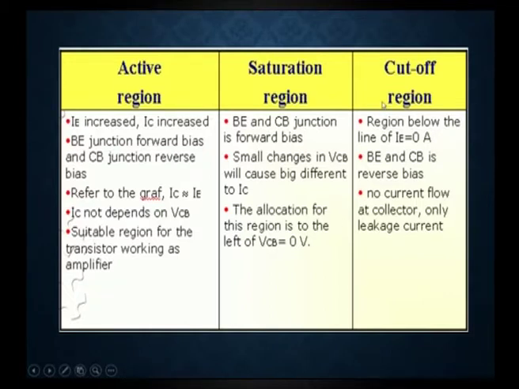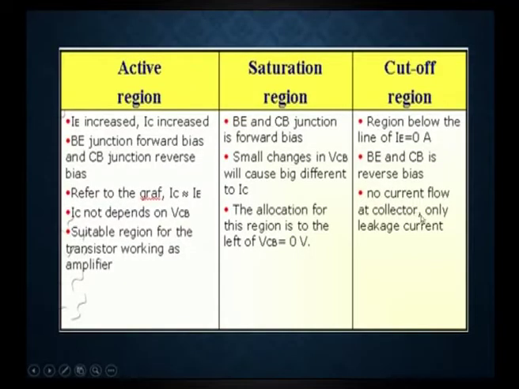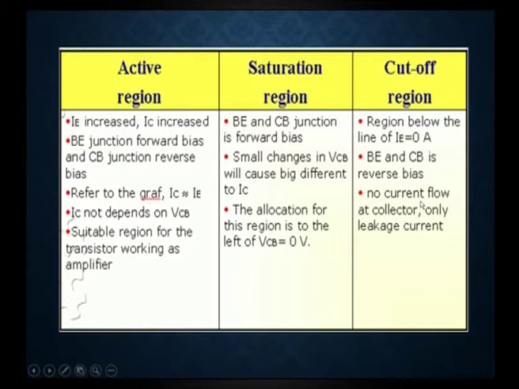So, the last region is the cutoff region, that is the region below where emitter current IE is equal to 0. That region below is called the cutoff region. Here the base to emitter and collector to base junctions are reverse biased in the cutoff region, and no current flows at the collector, only leakage current, only a very small amount, nanoamps or microamps, of current can flow in this cutoff region. We can also say the transistor will be in off mode in the cutoff region.